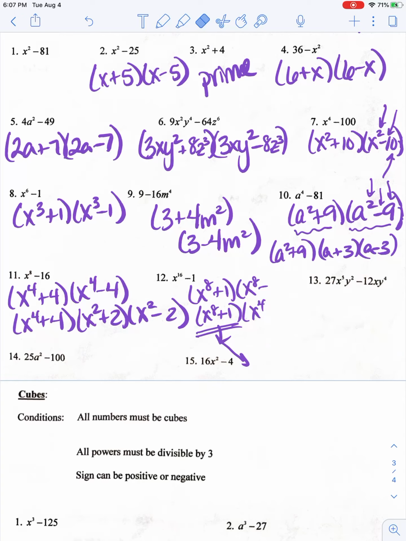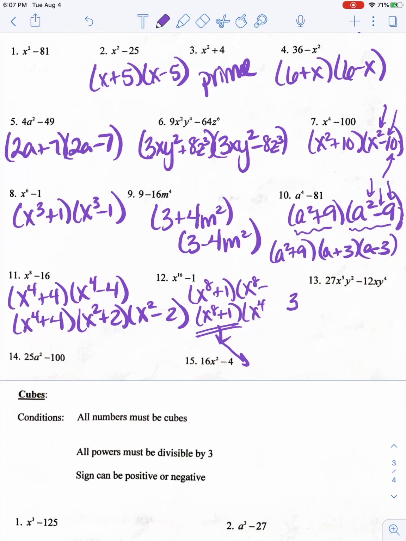So then when I look at number 13, these are not squares. Just because it's on the screen with squares does not mean that it's squares. 27 is not a square. 12 is not a square. X to the 5th is not even. So I need to be able to bounce back and forth between all the different types of factoring.